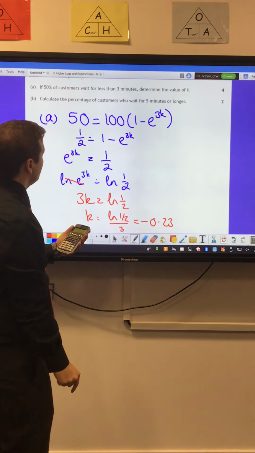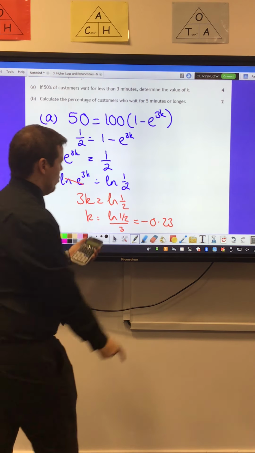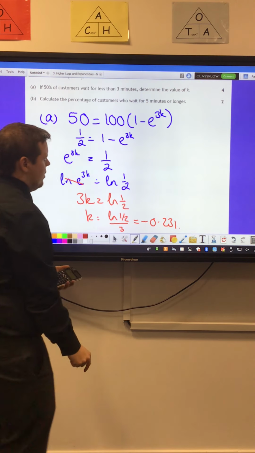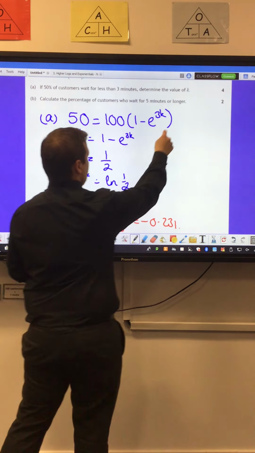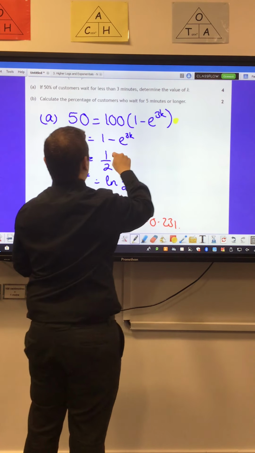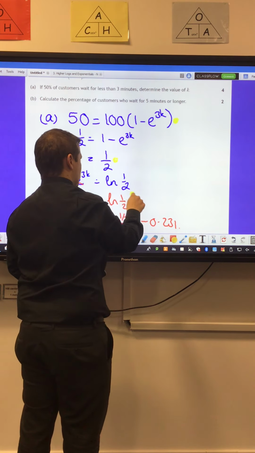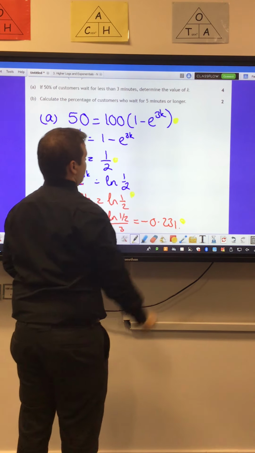We'll go with that. In fact, will we go with one more? We'll go for one more. Negative 0.231. 4 marks. Again, 1 mark for setting up your equation, 1 mark for getting e to the K equals, natural logs, and your final answer.